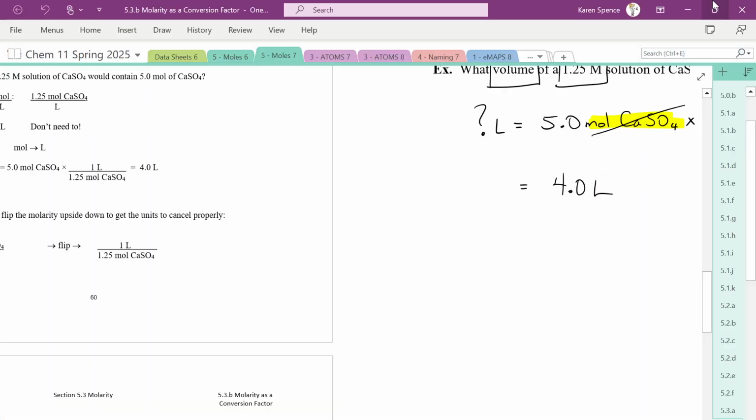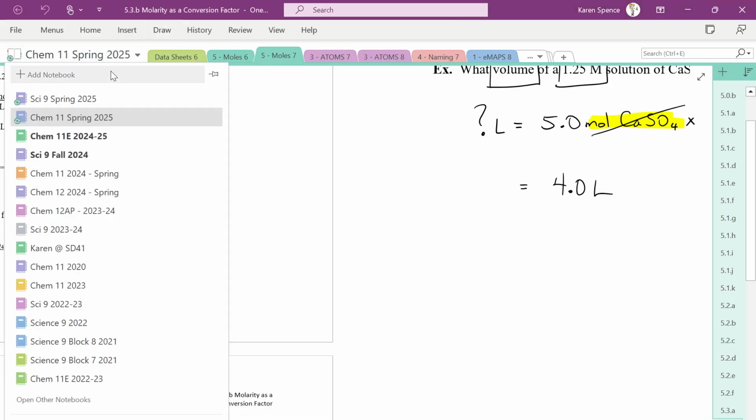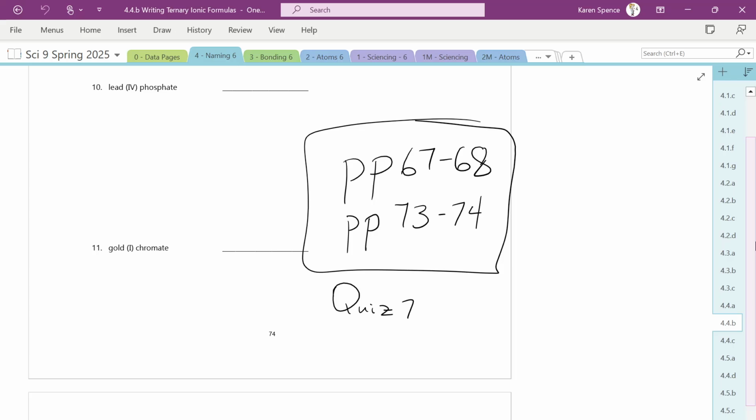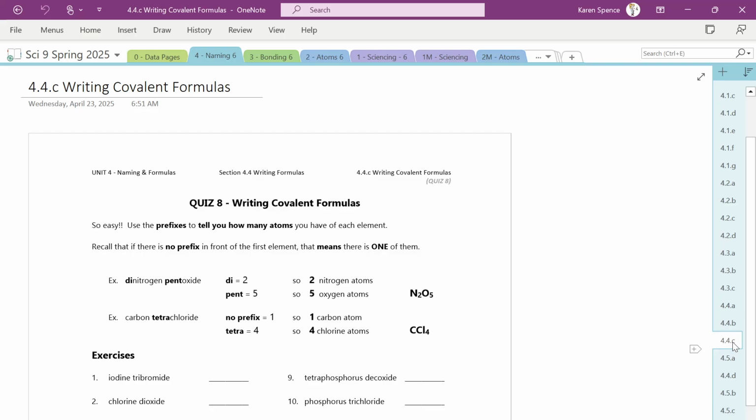Quiz 8 is the last quiz, so if you have not yet done it, it's going to be including what we learned about yesterday, which was writing ionic formulas.